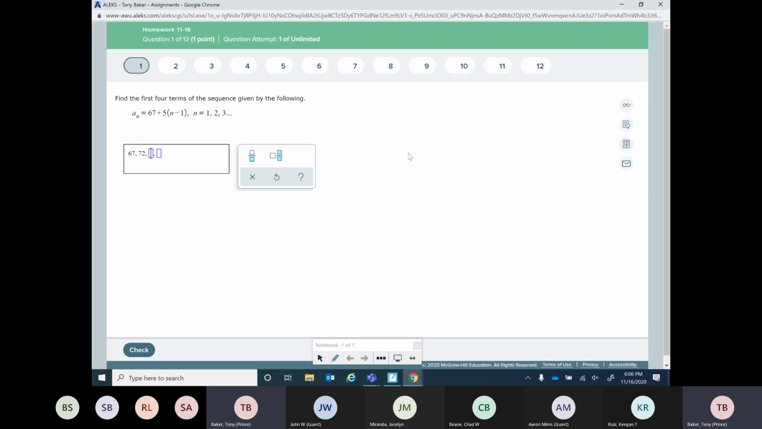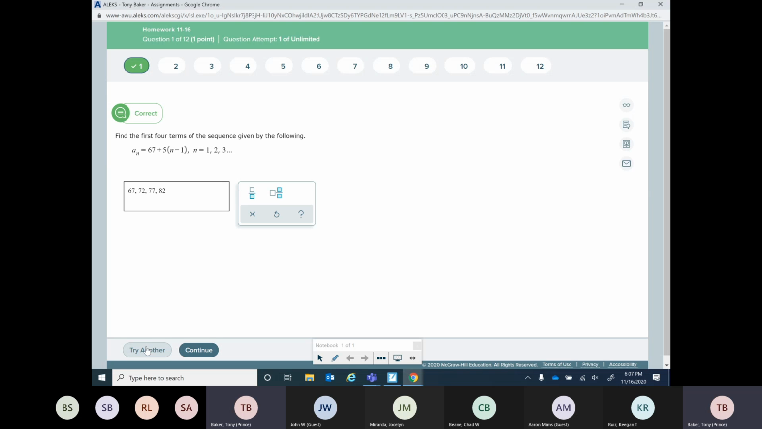The other way to look at it is, instead of sitting there constantly doing the calculations, the key piece of information is that 67 is my starting number and the 5 is my difference. So basically, I'm just adding 5. The next one's going to be 77 and then 82. You can either do it by plugging the numbers in or just understanding what the equation is, which is going to help you later on when we actually have to write the equations for it.